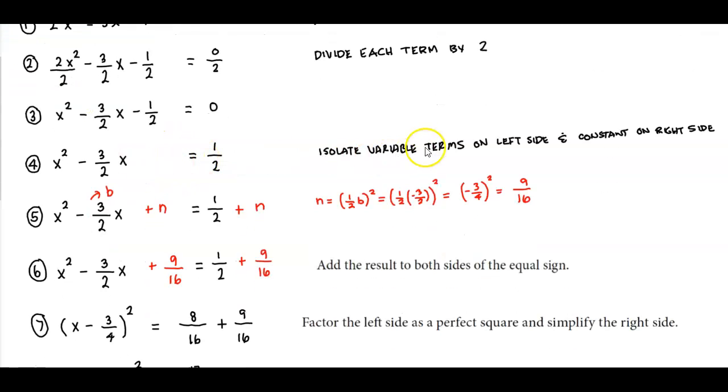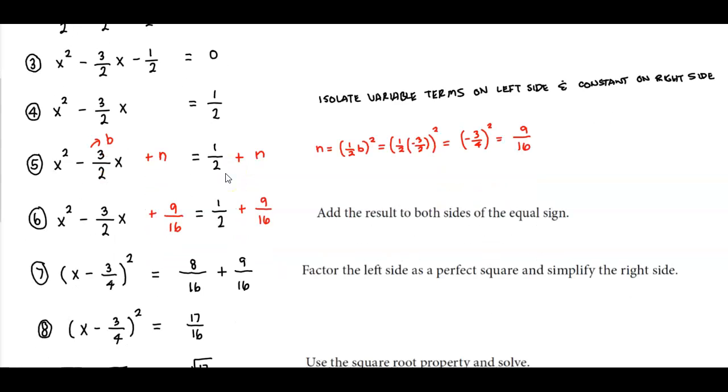So now we're going to isolate the variable terms on the left side and the constant on the right side. So we have x squared minus 3 halves x, which is equal to 1 half. And then we're going to complete the square by adding n on the left side of the equation and adding n on the right side of the equation. Take note that b is equal to negative 3 over 2.